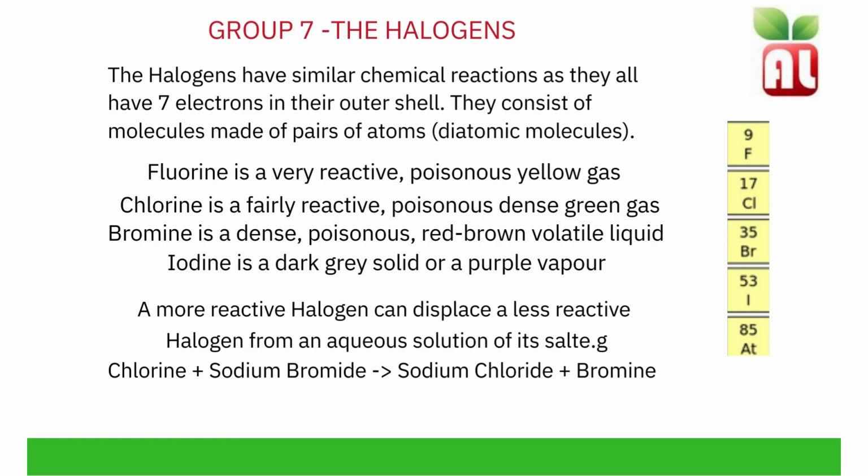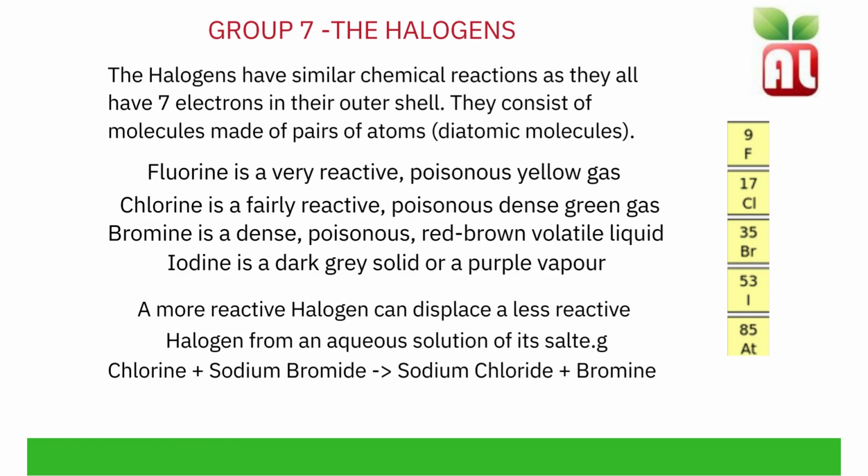Fluorine is a very reactive, poisonous yellow gas. Chlorine is a fairly reactive, poisonous, dense green gas. Bromine is a dense, poisonous, red-brown volatile liquid. Iodine is a dark grey solid or a purple vapour.